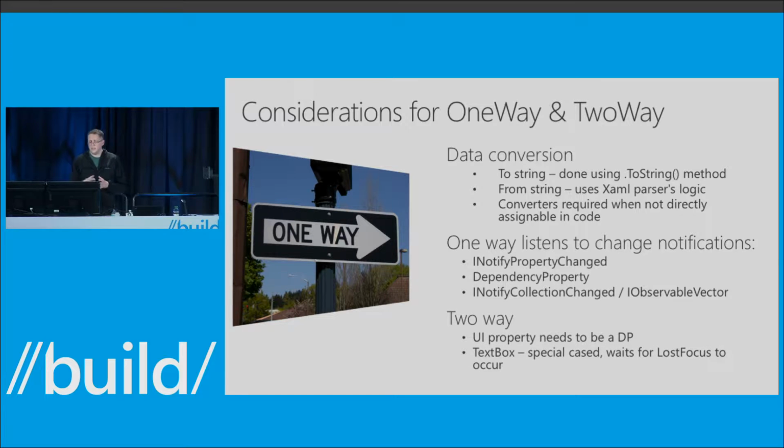Two-way binding, the limitation there is that the property on the UI, I never know whether to call these the source or the target. Everyone gets very confused with that with binding. But the UI property needs to be a DP, a dependency property. We don't listen for events. We just use that same dependency property change notification mechanism to hook this up. The one exception that we've special cased is the text property on TextBox, in which case, to keep the same kind of behavior as before, we now listen to lost focus, and we wait for that to occur before we'll update the text property. Other than that, it's very, very similar to classic binding.